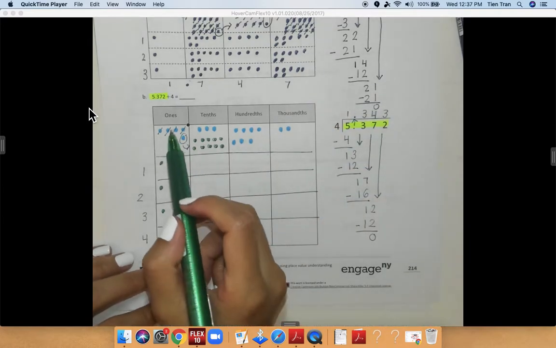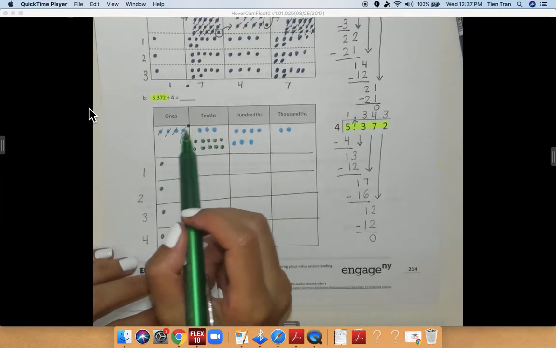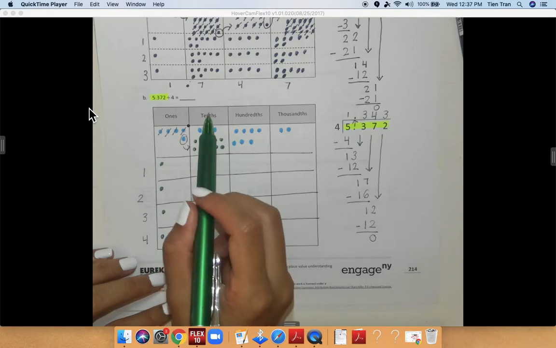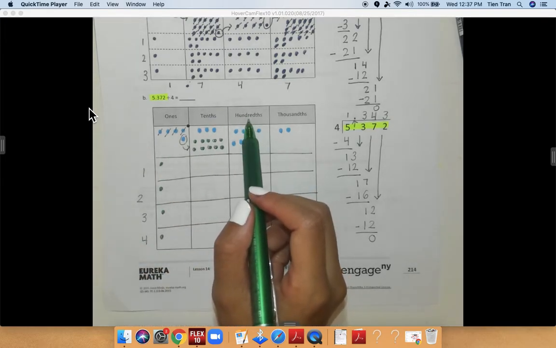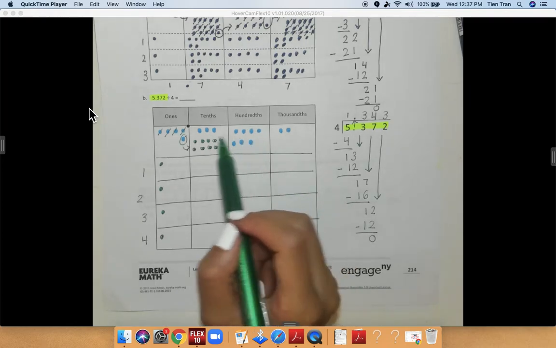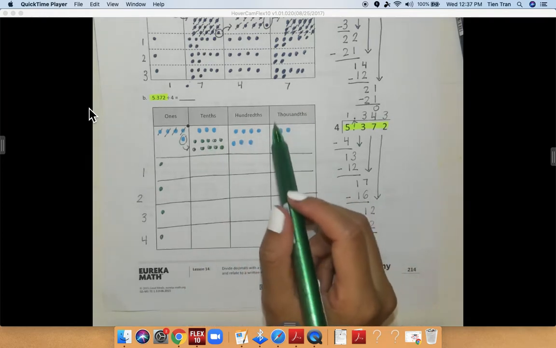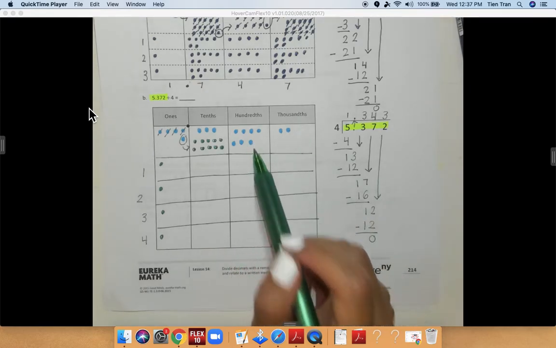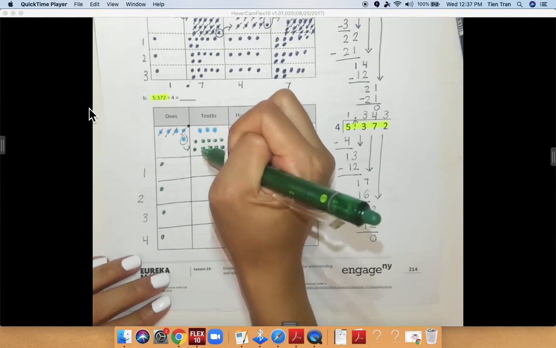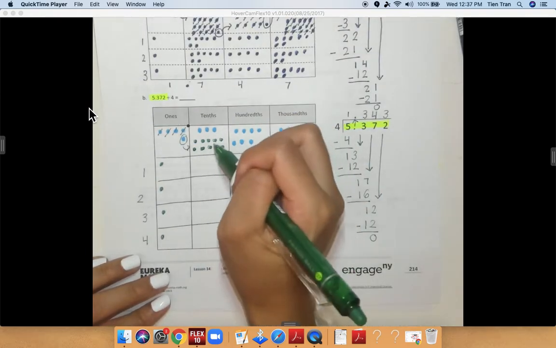And the reason being is if you have ones, that means that you have 10 tenths in order to make 1. If you were to have hundreds, 10 of these pieces will make 1 tenth. If you were to have thousands, 10 of these thousands is going to make 100. Okay? So now I'm going to distribute these pieces here.